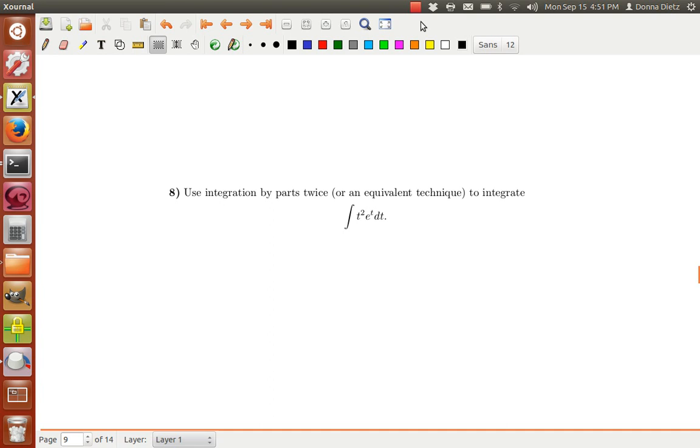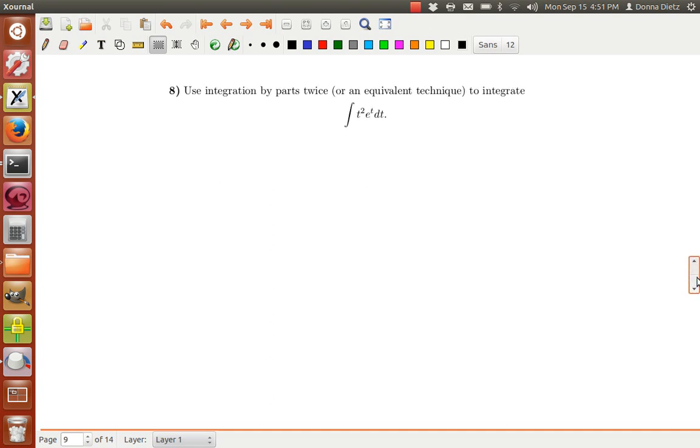Okay, this one, I like to just do it out twice. And I said "or equivalent techniques" because people who took AP Calculus usually learned a little shortcut, which I don't care too much for, but I will make reference to it for the benefit of those who do know it.